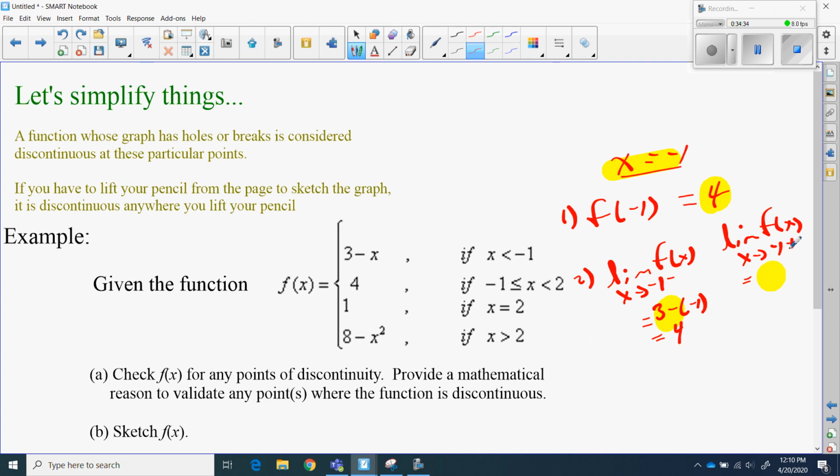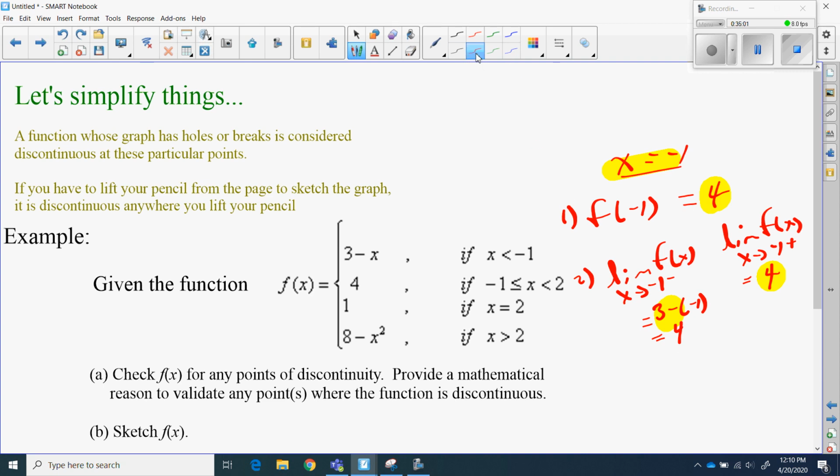If x is ever so slightly more than -1, so if x is greater than -1, you're going to use this piece of the function again, which I've already used once up here. That's fine. Sometimes you'll use it here and here. Well, the value of the function when I fill in -1 is 4. When I come towards the function from the left, I'm getting close to 4. When I approach -1 from the right-hand side, I'm getting close to 4.